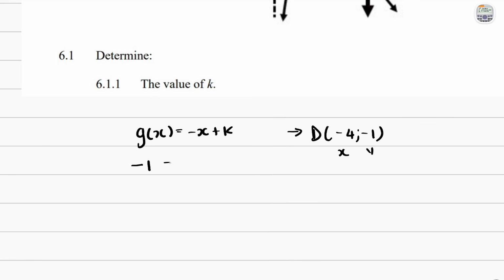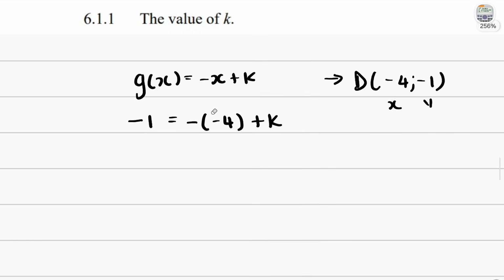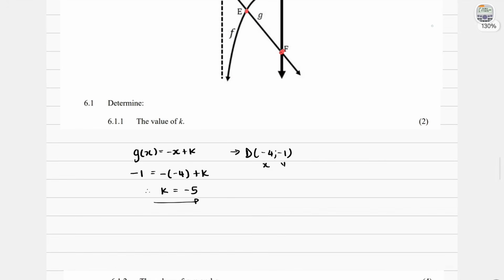So that means negative 1 is equal to negative, and we'll say negative 4, and then plus k. Okay, so this becomes positive 4, but when we transpose it, it becomes negative. So that's negative 1 minus 4, which is negative 5. So that means k is equal to negative 5. And moving on to the next question.